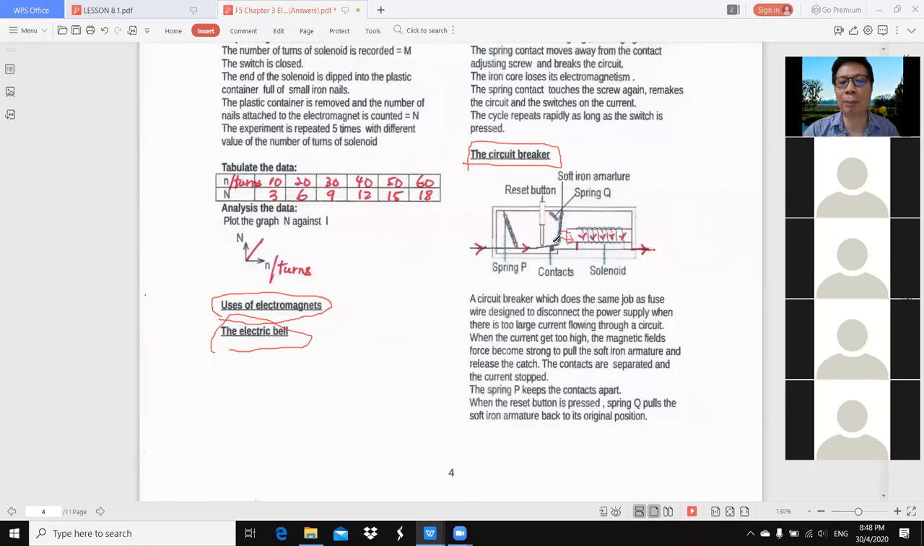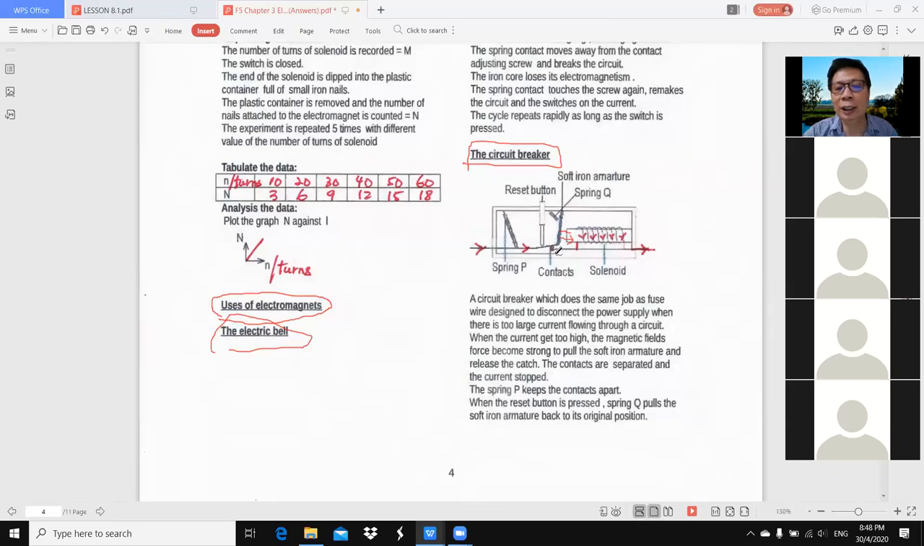Okay, you see now, when this thing is moving here, then this contact point opens up already. Opening up means cutting off the current already. So you see now, when this one moves in, this one opens up, so the current stops already. Okay, understand? So when this thing is attracted to this strong magnet, this one moves in.